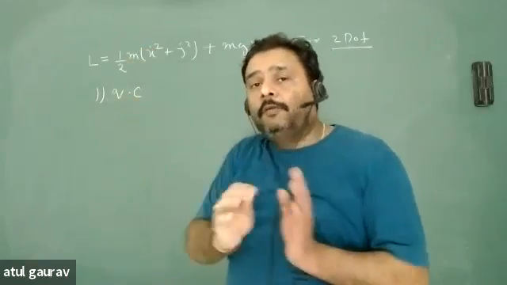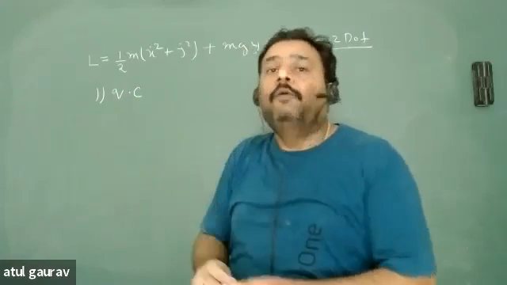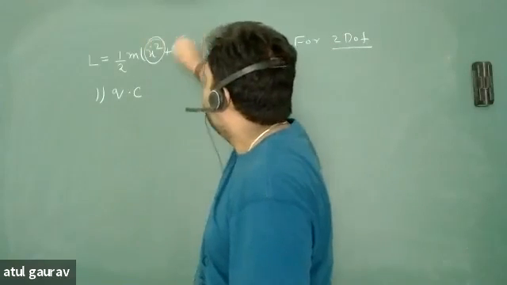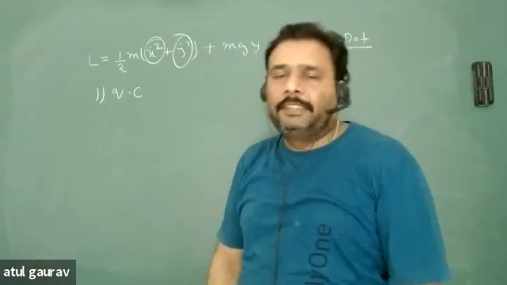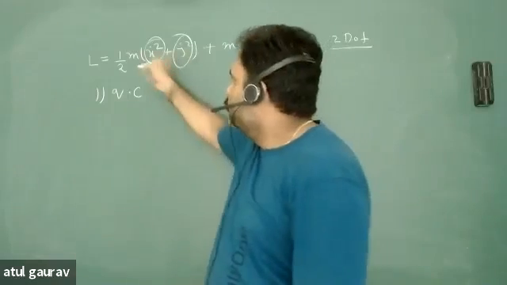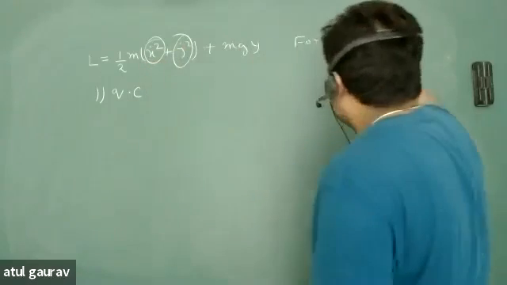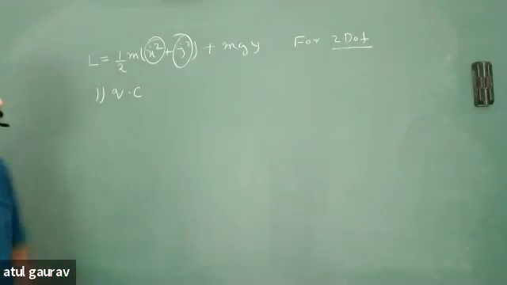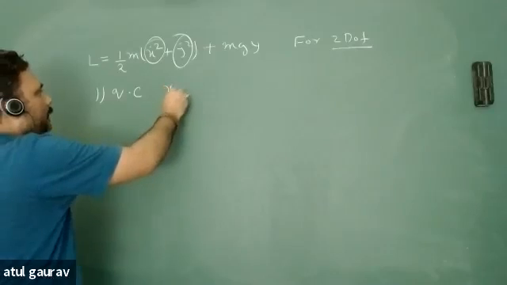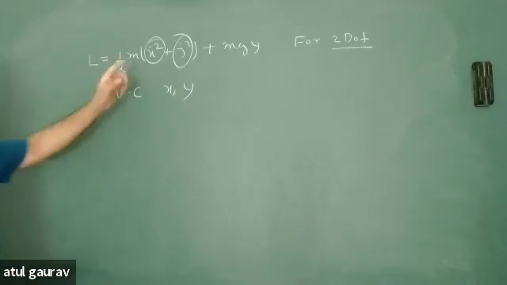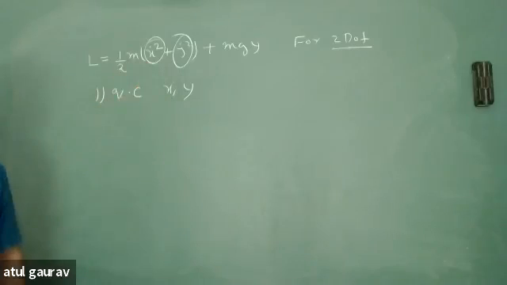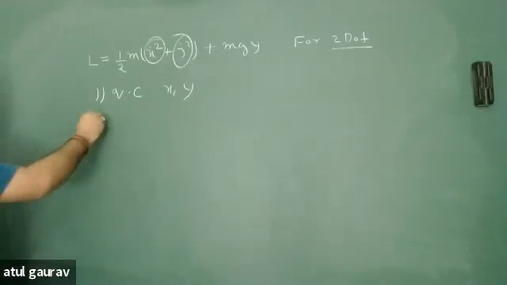Whenever you want to see the generalized coordinates, you look at the dot square terms. How many dot square terms are there? Obviously 2, because we have 2 degrees of freedom. So the generalized coordinates are x and y. I will show you why it is not visible. What is the generalized velocity?